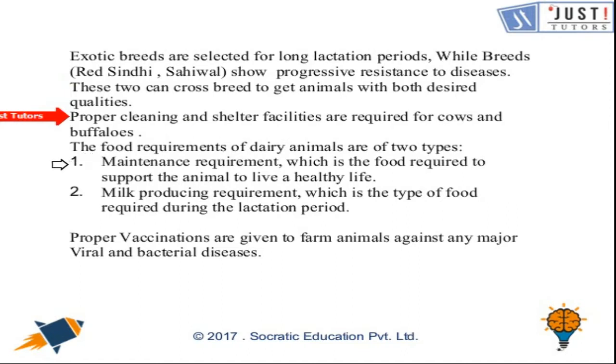So, the food requirements of dairy animals are of two types basically: maintenance requirement, which is the food required to support the animal to live a healthy life, and milk producing requirement, which is the food required during the lactation period. Proper vaccinations are given to farm animals against any major viral and bacterial diseases.